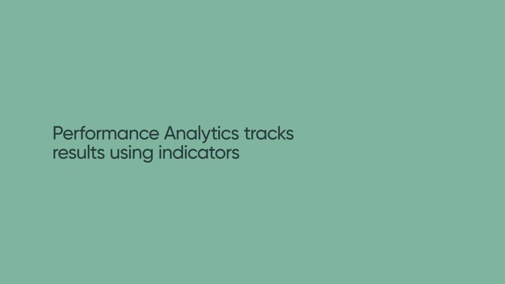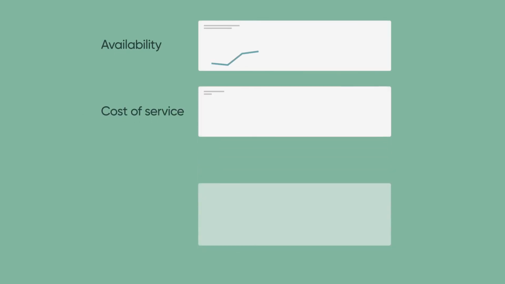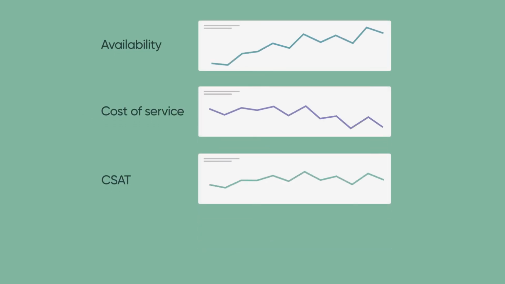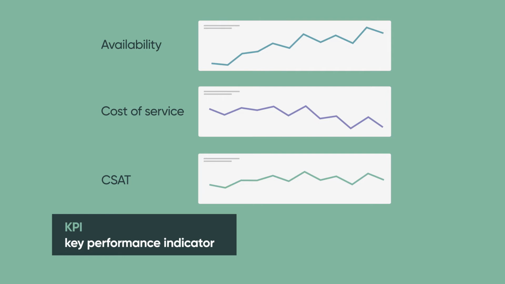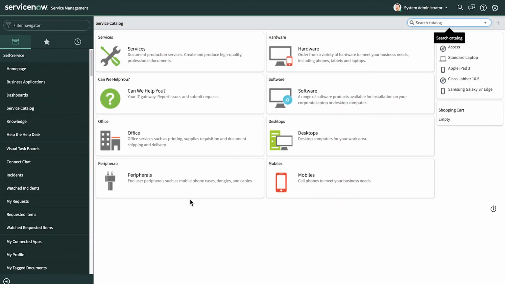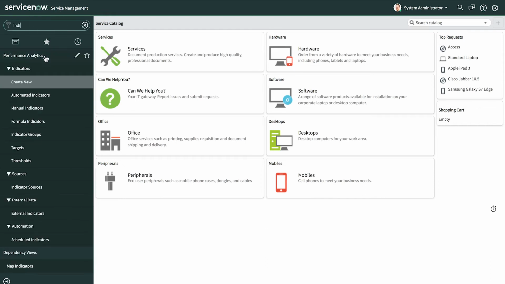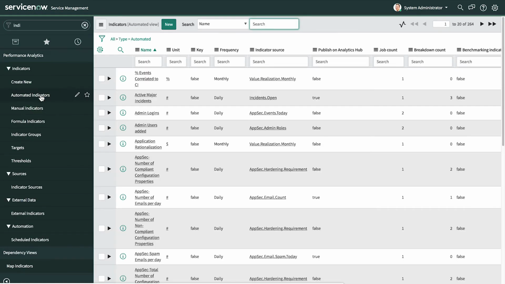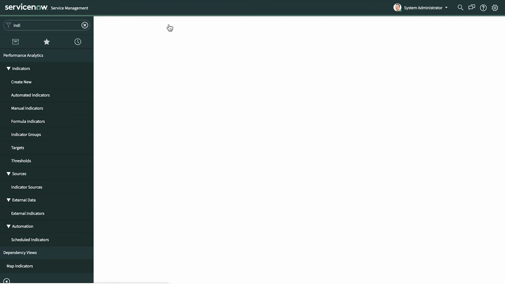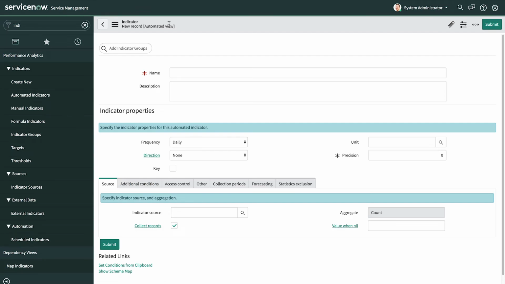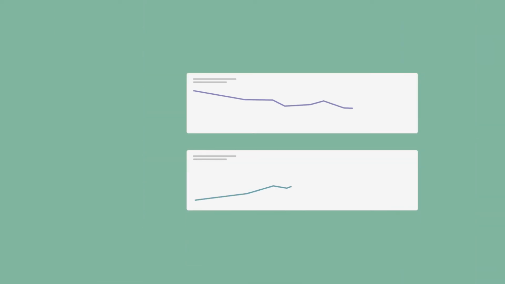Performance Analytics tracks the results of people's actions using indicators, which are measurements of specific aspects of your business. In the industry, these indicators are sometimes called Key Performance Indicators, or KPIs. Performance Analytics comes with lots of indicators across the ServiceNow product line, and your Performance Analytics administrator can create new ones if you need. As you use Performance Analytics, you'll choose indicators that measure the results of your actions and your progress toward your goals.